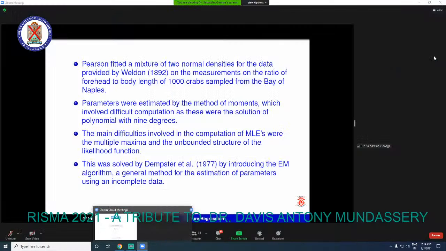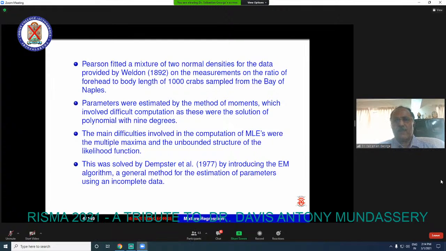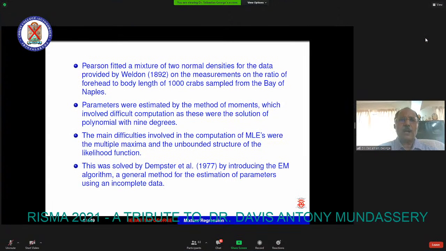organisms. The reason was basically that there were two kinds of crabs, two subpopulations. By just seeing the crab, you cannot identify whether it belongs to the first type or the second type. But on measurement, you could see that it belongs to two kinds of subpopulations. And the parameters were estimated by Professor Pearson by the method of moments.